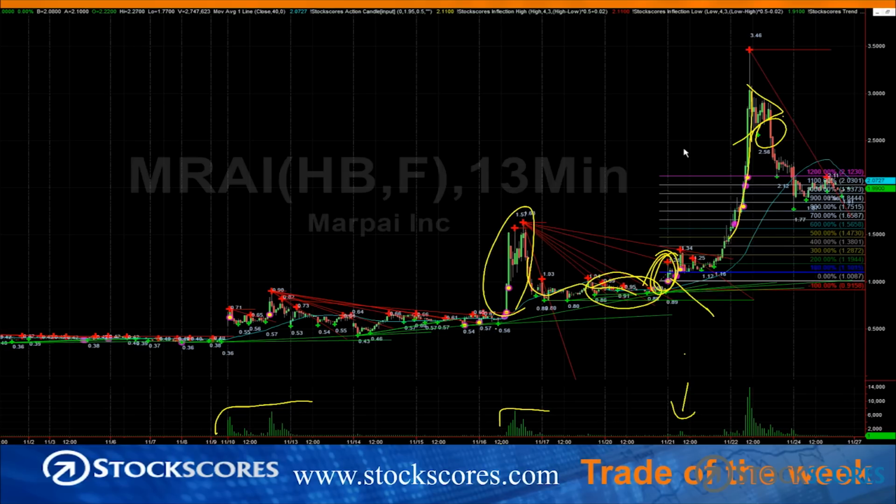It's a stock to continue to watch for the next sign of life. It gets quiet, and then if it comes alive again, something to consider. This is a strategy I call the Alpha Echo. And again, you can learn more about that at my website, Stockscores.com.